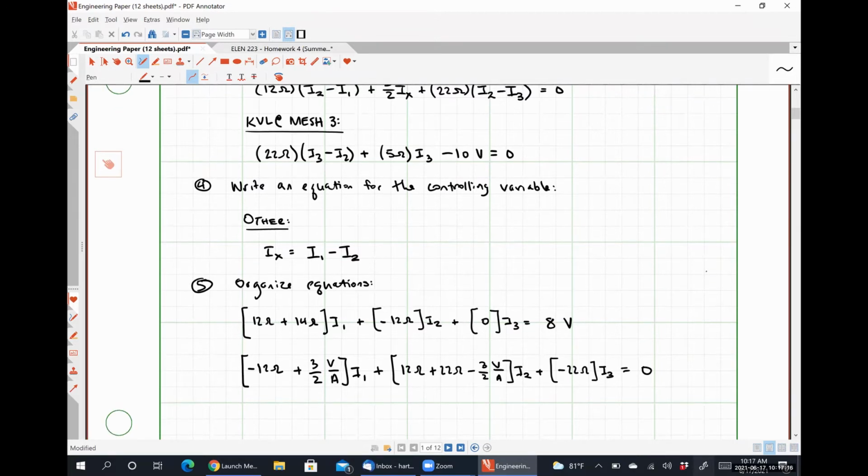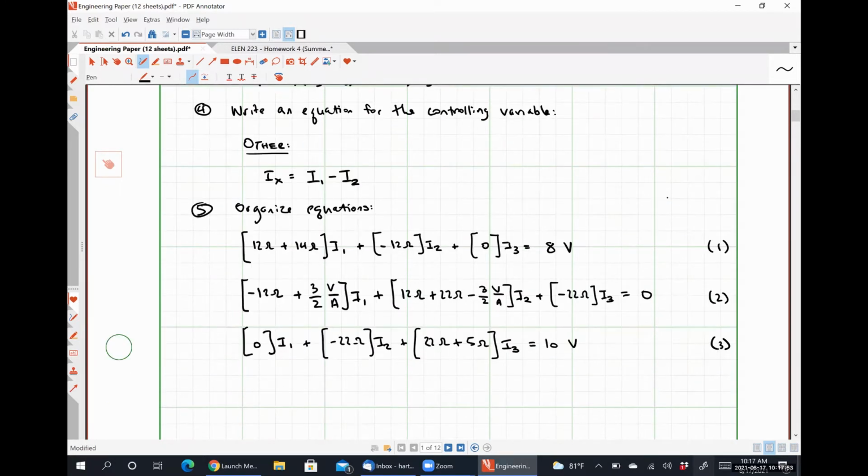And finally, for our last equation, we have no I1, negative 22 I2, and positive 22 plus positive 5 I3, and it will be equal to 10 volts. So we have 1, 2, 3 equations with 3 unknowns.